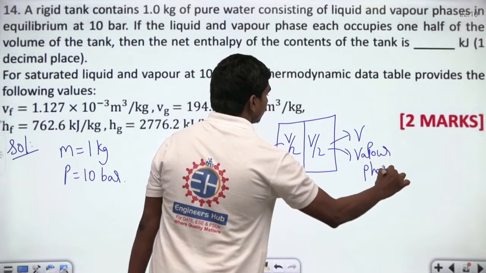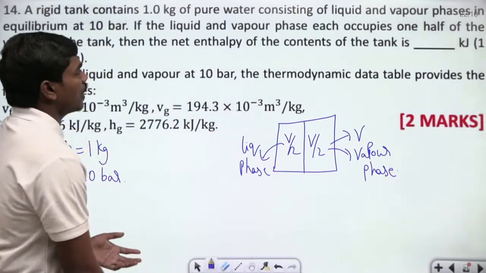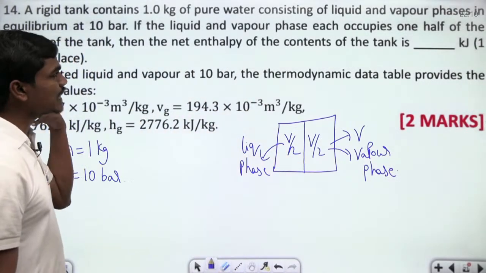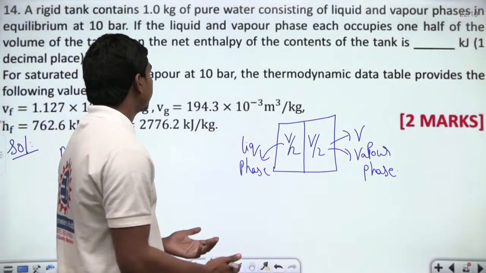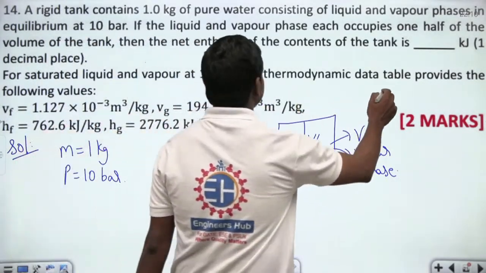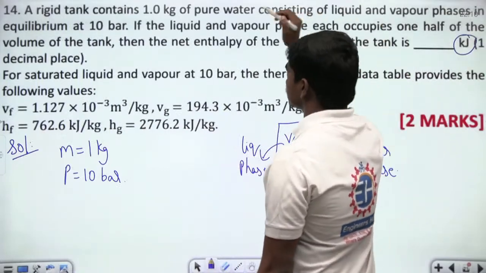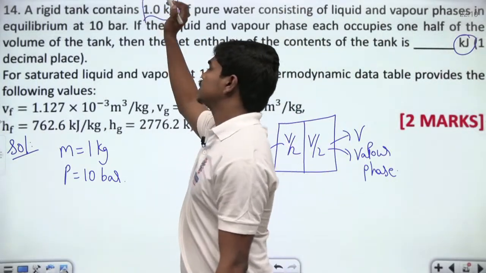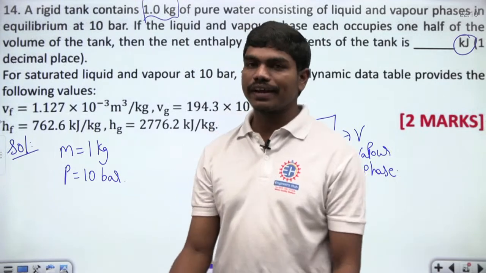The other V by 2 is occupied by vapor phase. Now, each occupies 1/2 of the volume of the tank. Then the net enthalpy of the contents of the tank. So net enthalpy, of course, they are asking you in kilojoules, and of course the total mass is only 1 kg. So which means that's equal to the specific enthalpy, correct?